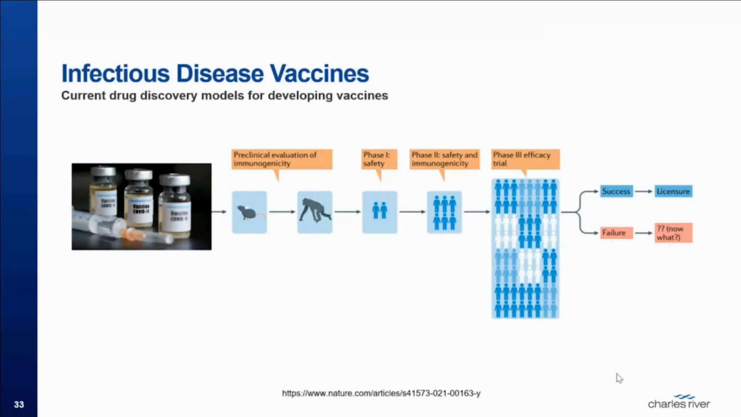And part of the reason is that many of these vaccine candidates would have been tested in preclinical models to see if they work. But those models don't necessarily always tell you how well they're going to work in humans.